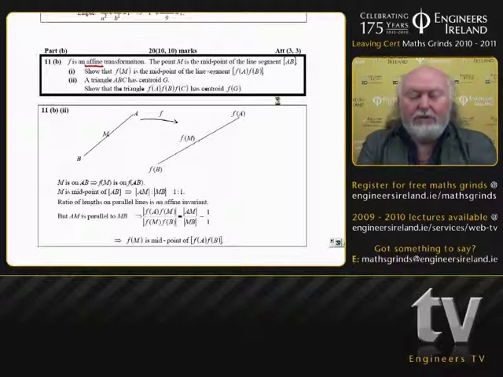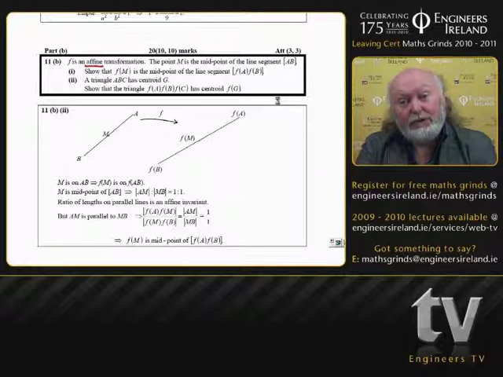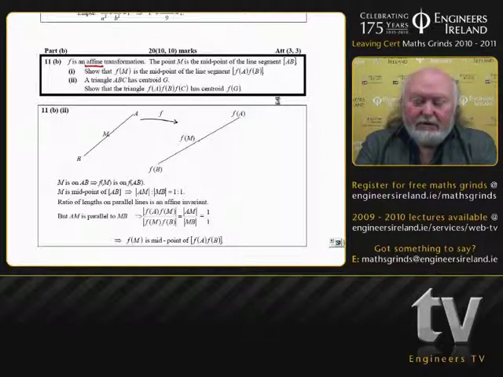There's an affine transformation. It's saying M is the midpoint of a line segment AB. That's standard, it's the type of way you would have been able to read your mathematics from junior cert. It's asking for two things. It wants us to show that f of M, which is the transformed M, is the midpoint of the line segment f(A) f(B), which is the transformed segment that lies between A and B.